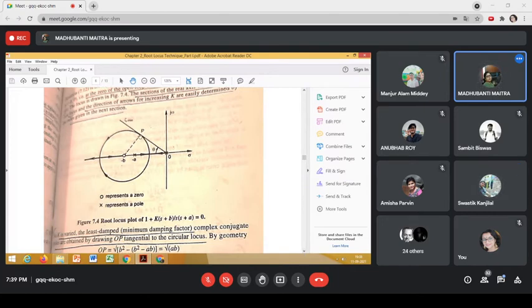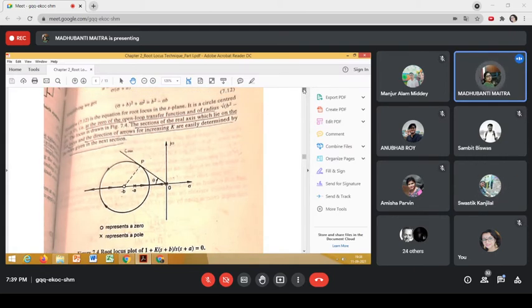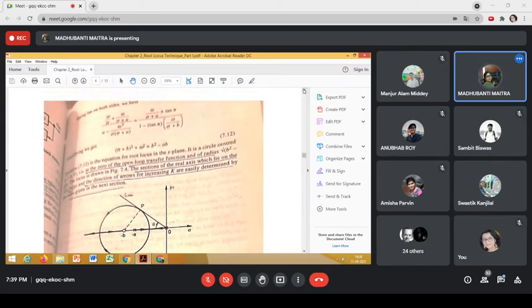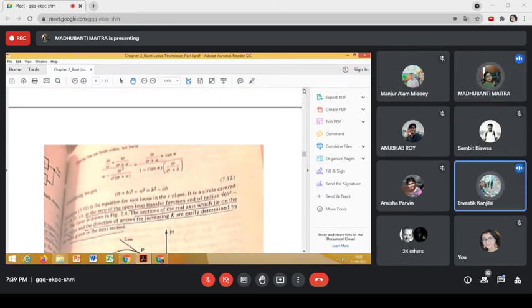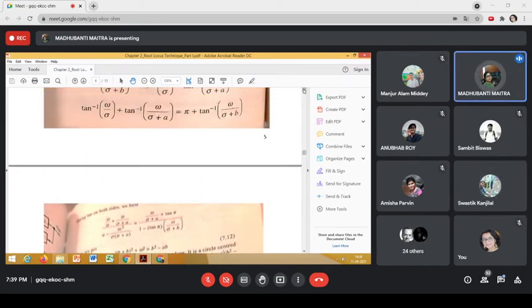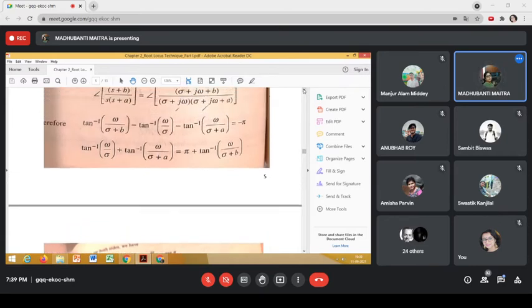Can you repeat why you're taking minus pi instead of any odd multiple of pi? You can take that, the result will be the same. It is only for making the calculation simple. Nothing else.